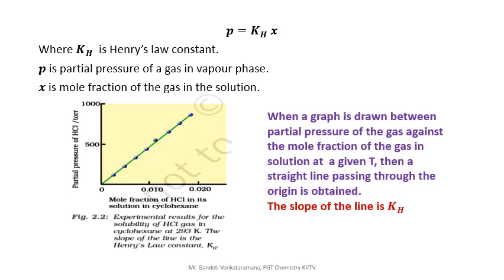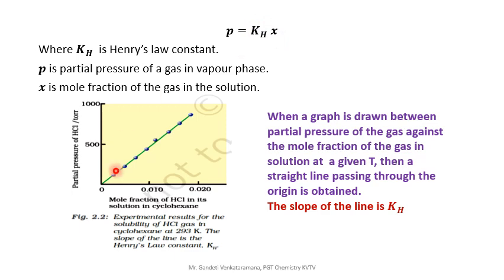Now, when a graph is drawn between the partial pressure of the gas against the mole fraction of the gas in a solution at a given temperature, now check at 293 K, fixed at a given temperature, then a straight line passing through the origin is obtained. Then the slope of the line is KH. So P equal to KH into X, this is your slope.